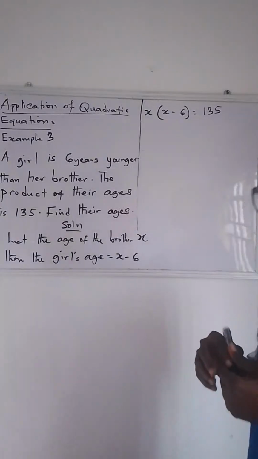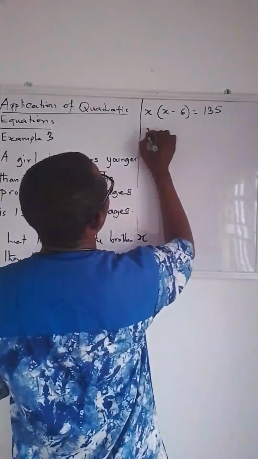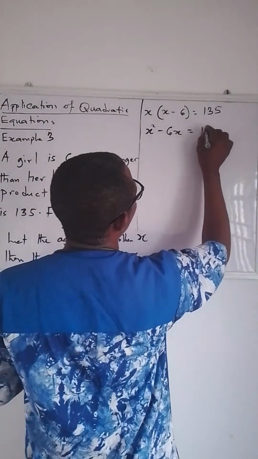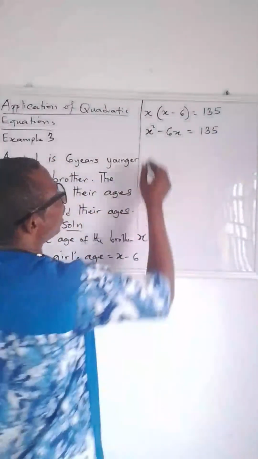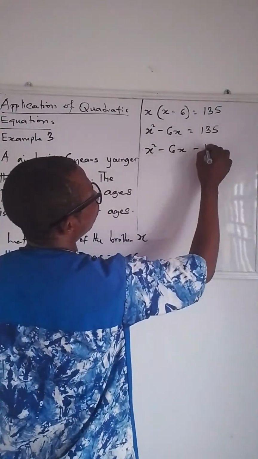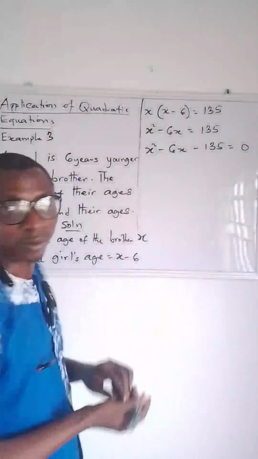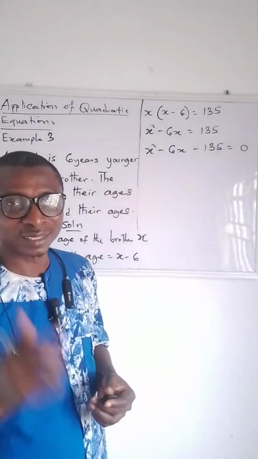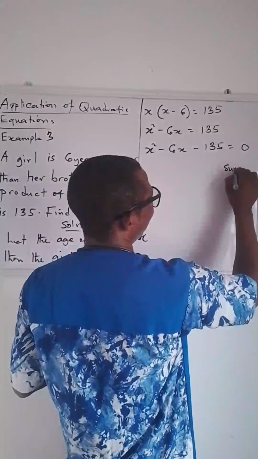So what is the next thing? Let us open this. So you have x squared minus 6x equals 135. All right. So you now have x squared minus 6x minus 135 equals 0. All right, what is the next thing to do? We have to identify what? The sum and product. Yes, you have to identify sum and product.